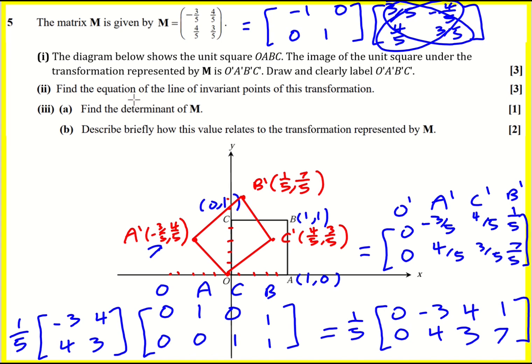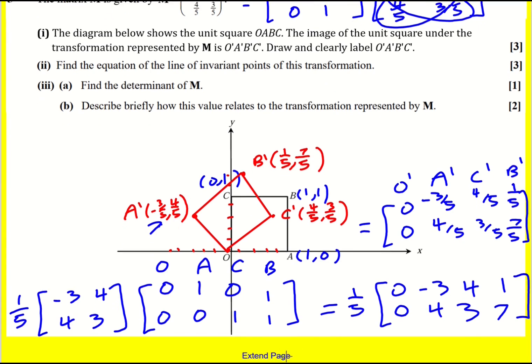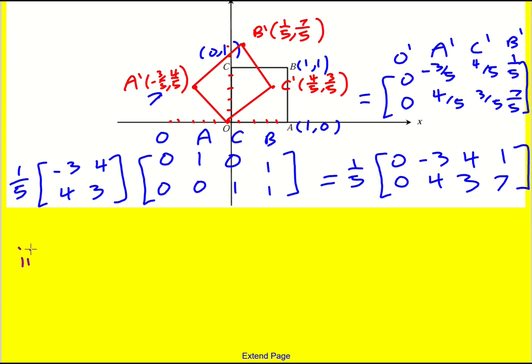So part 2, we're asked to find the equation of the line of invariant points of this transformation. I'm going to start by finding any invariant points. I think it's just going to happen to be a line. Now for this, we can again take the 5th out, and I think that's a good idea. You don't have to. So I'm going to multiply the matrix now by a point. We can see that 0, the origin, is an invariant point, but are there any more?